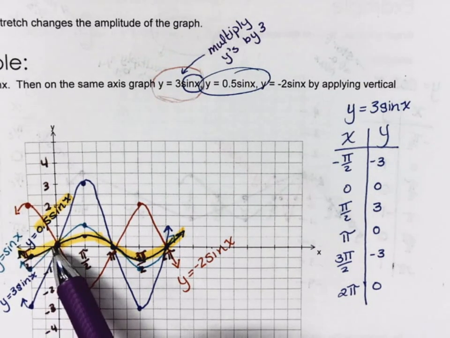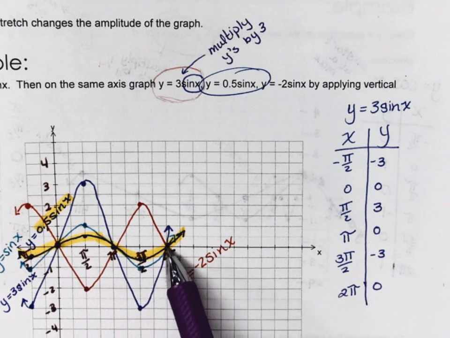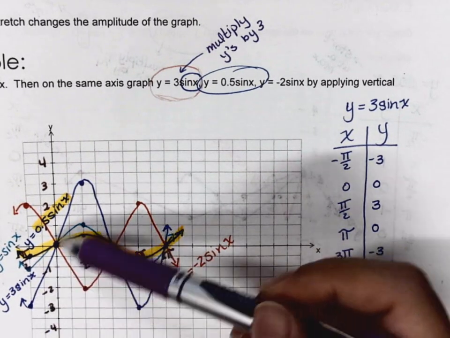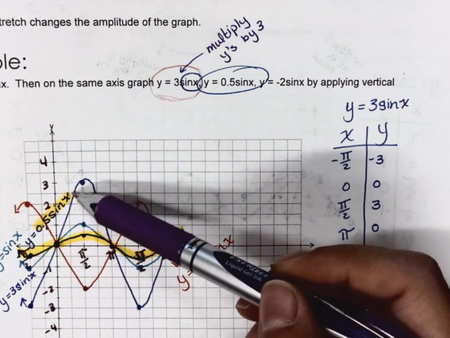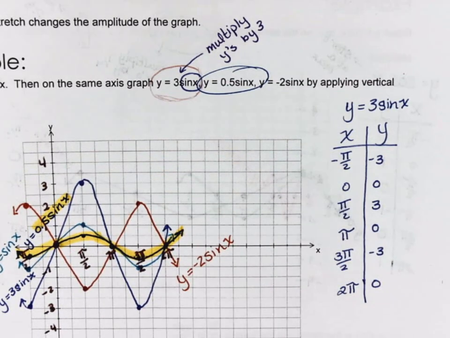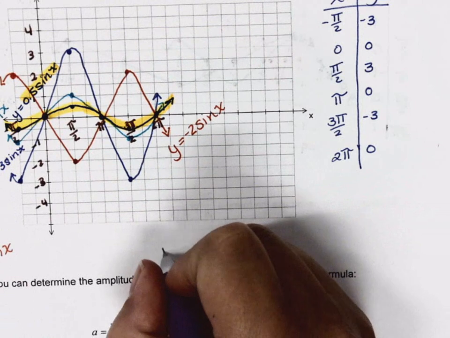Like this one was my original, the light blue one here. The light blue one was my original. What did that multiplying by 3 do? What did it do to the amplitude of the graph? It multiplied it by 3. So vertical stretches affect amplitude.